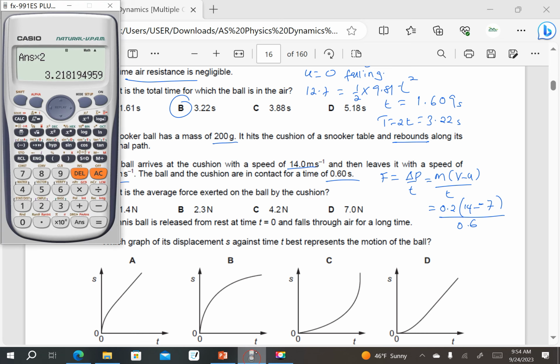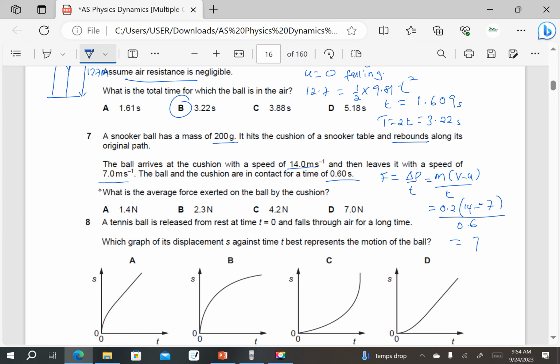So pressing the calculator, I have 14 plus 7, that is 21. 21 times 0.2 divided by 0.6. So that is 7. So my answer here is 7 newtons. So the answer is D.